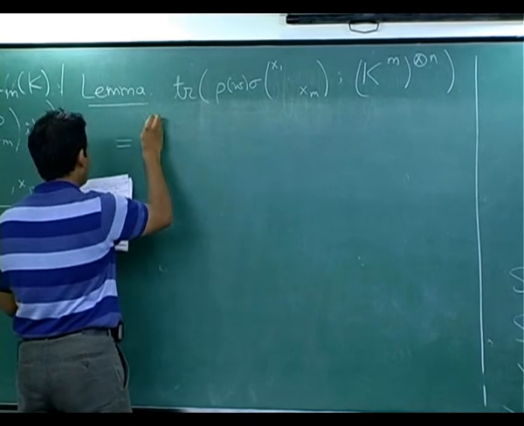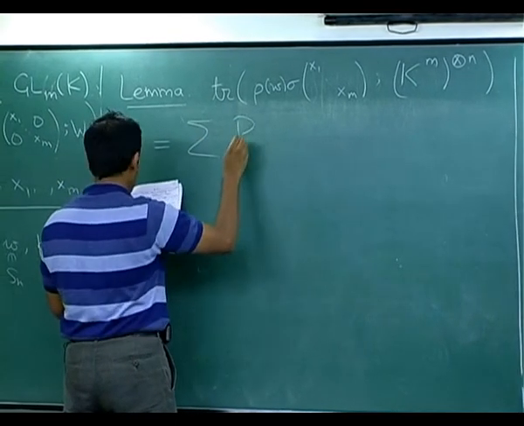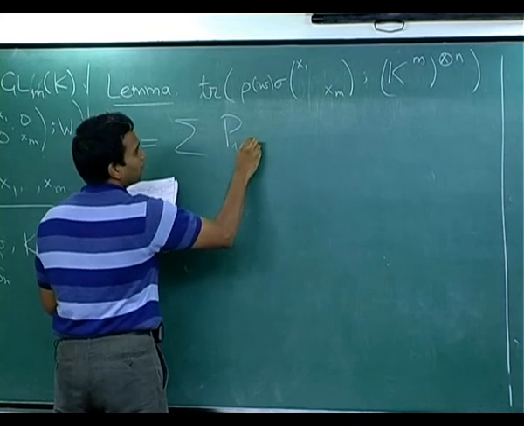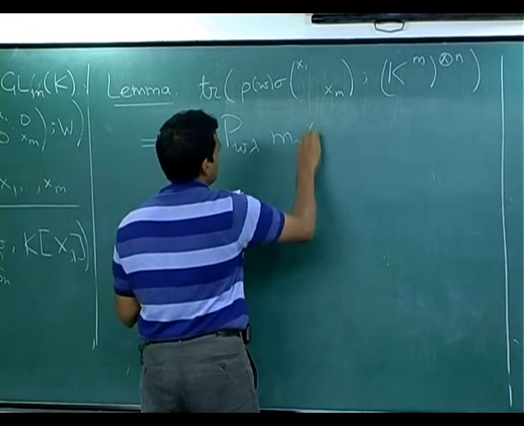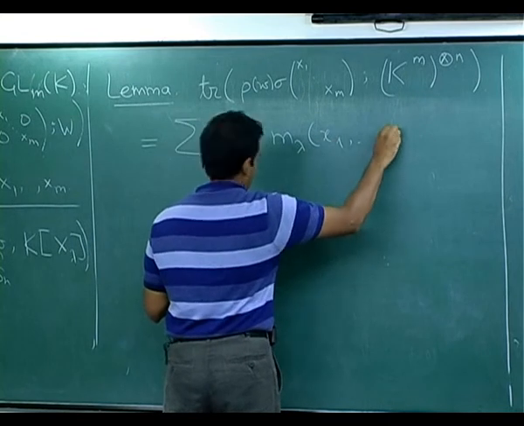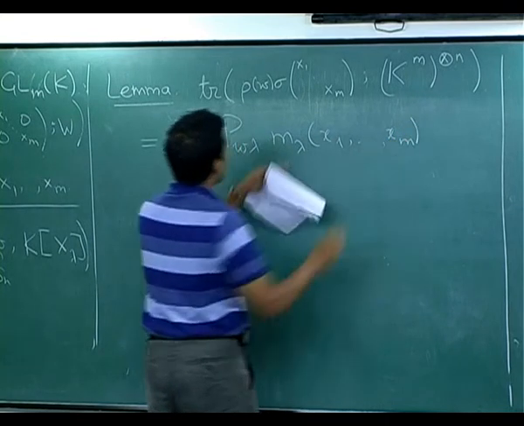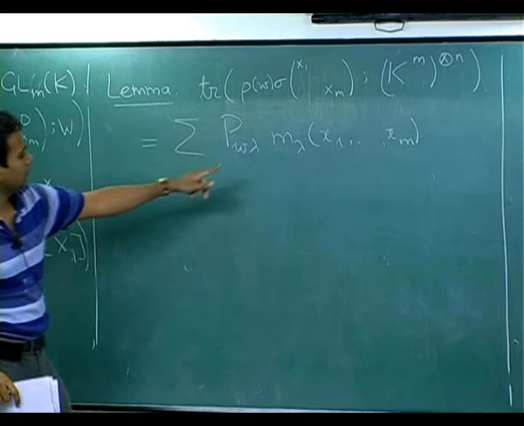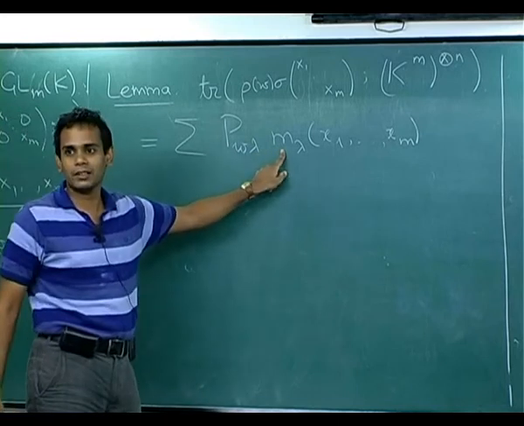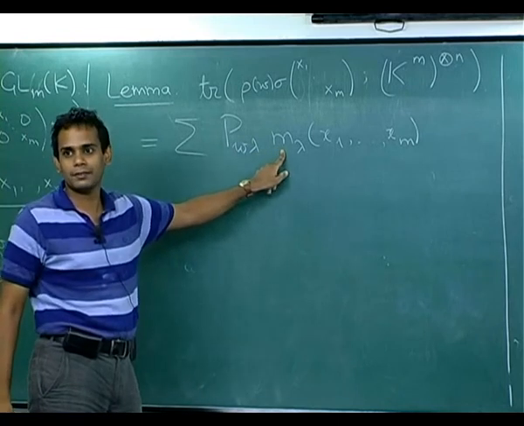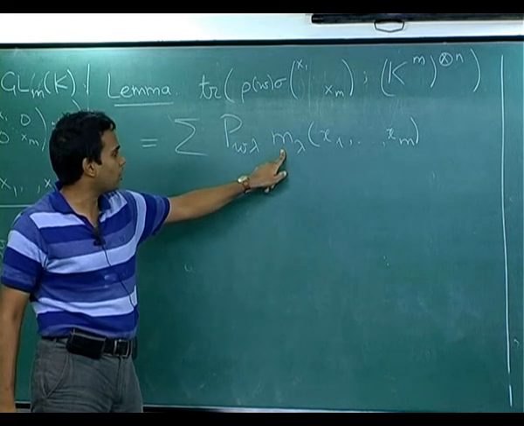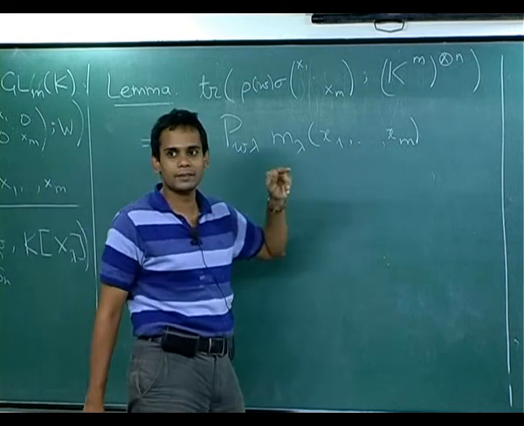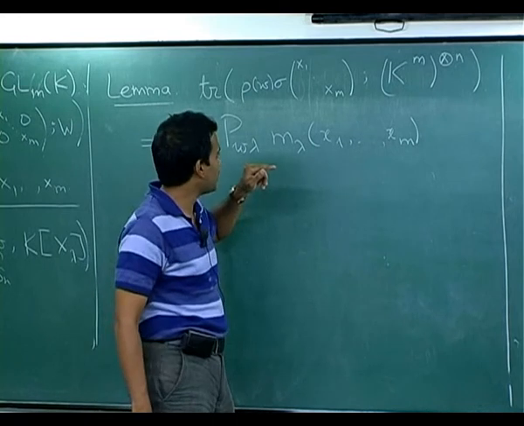And the answer is that this will be the summation over lambda of p_w lambda times m lambda of x1, ..., xm, where m lambda is the monomial symmetric function of shape lambda. This is the sum of all monomials in x1, x2, ..., xm of shape lambda.